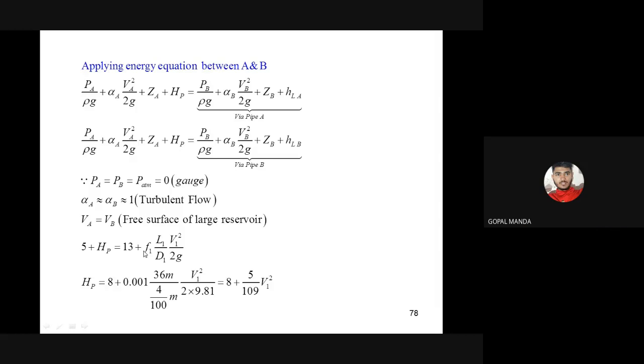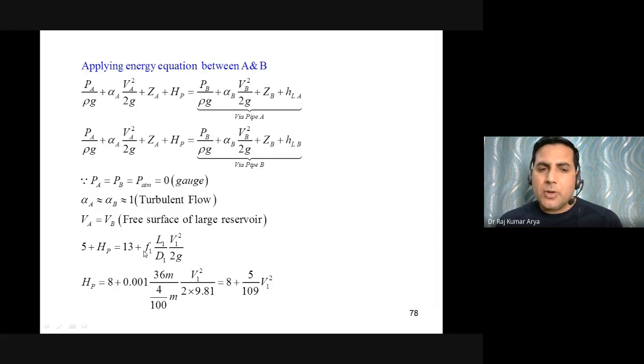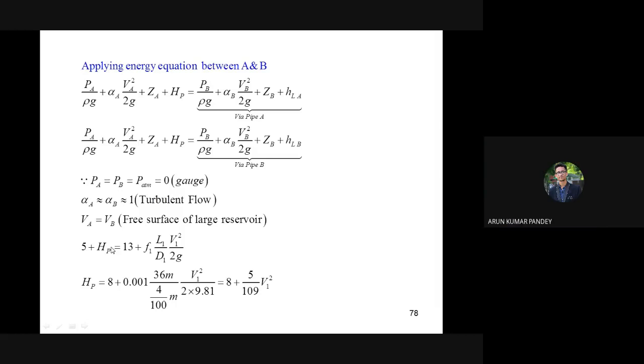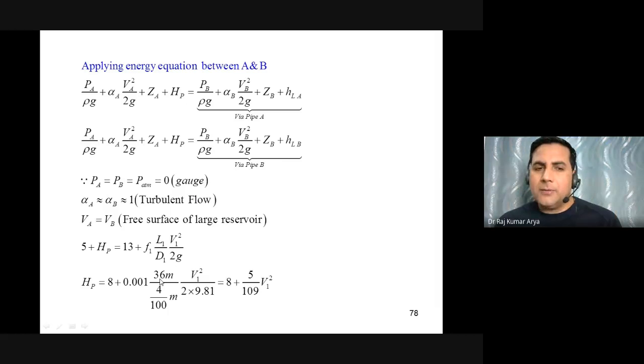Yes, sir. Can you do it till this particular point? Sir, alpha A, alpha B equal to 1. Yeah, alpha A and alpha B are the kinetic energy correction factors, and for turbulent flow, they are equal to 1.